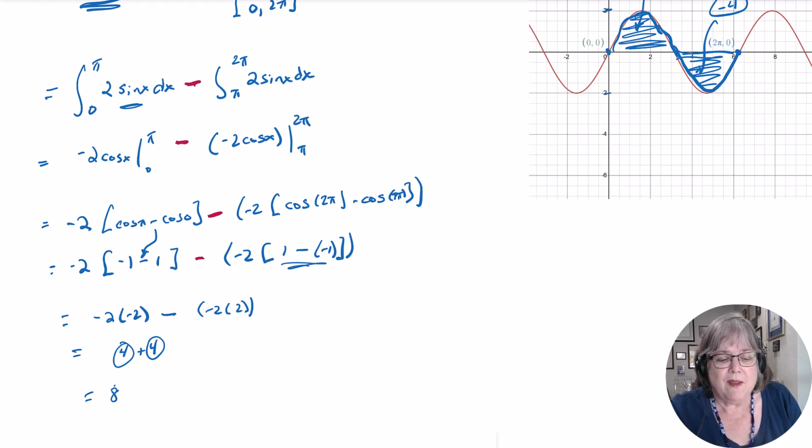So be sure you have your list. Be sure the first thing on the list is, if you see area, graph it. All right. And I hope this helps.